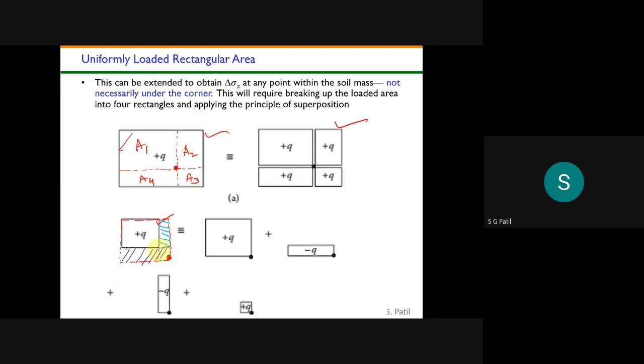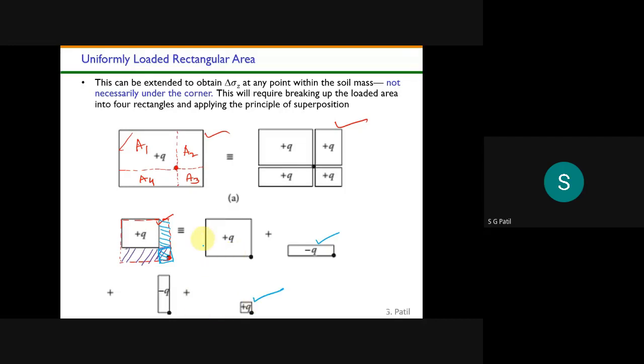This much extra load you added, then you have to deduct that Q1. So this is the negative Q, because you have to deduct this Q, and this Q you have to deduct. While deducting, you have deducted this corner point 2 times, right? This corner point you have deducted 2 times. That's why I am adding one more Q here.